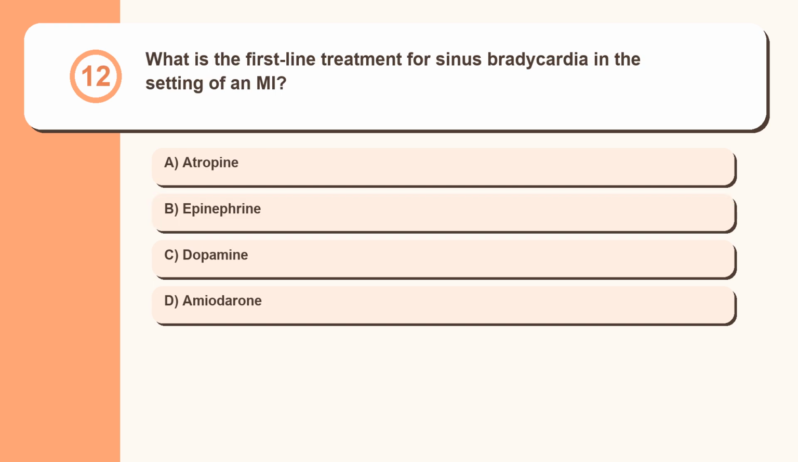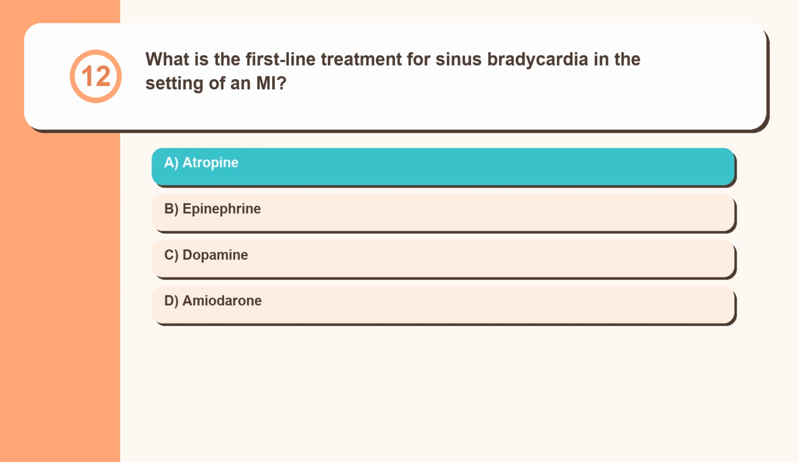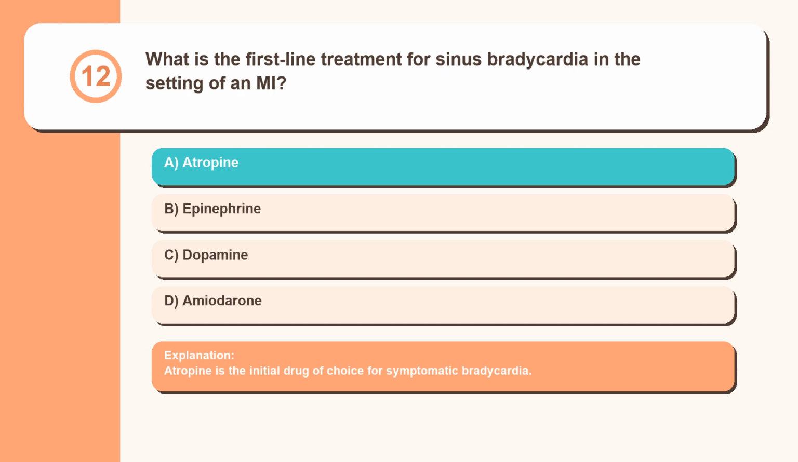Question 12. What is the first-line treatment for sinus bradycardia in the setting of an MI? Atropine, epinephrine, dopamine, amiodarone. Atropine is the initial drug of choice for symptomatic bradycardia.